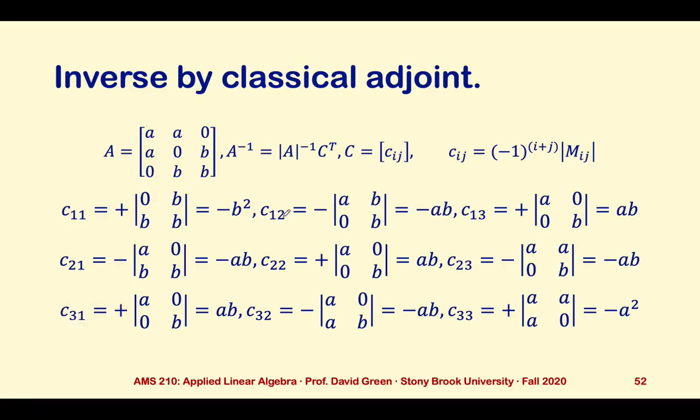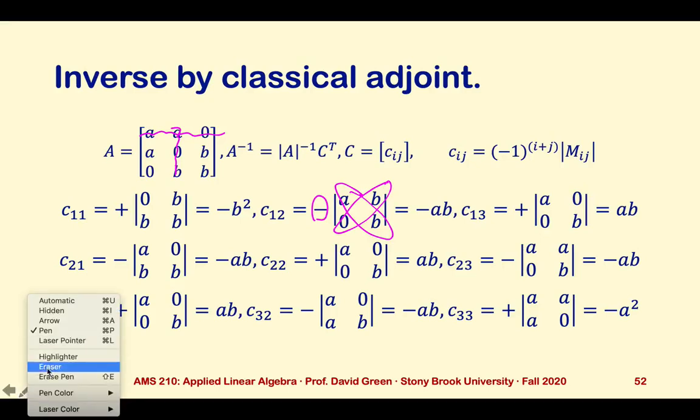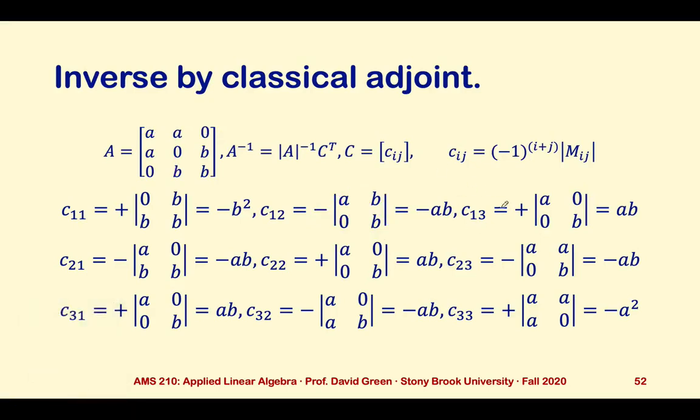C12, 1 plus 2 is 3, so we have a negative term. The determinant is found by deleting row 1 and column 2. A0, BB is AB minus 0 with our negative term, negative AB. Our 1, 3 cofactor, 1 plus 3 is 4, so we have a positive term. We delete row 1 and column 3. It's the matrix A0, 0B.